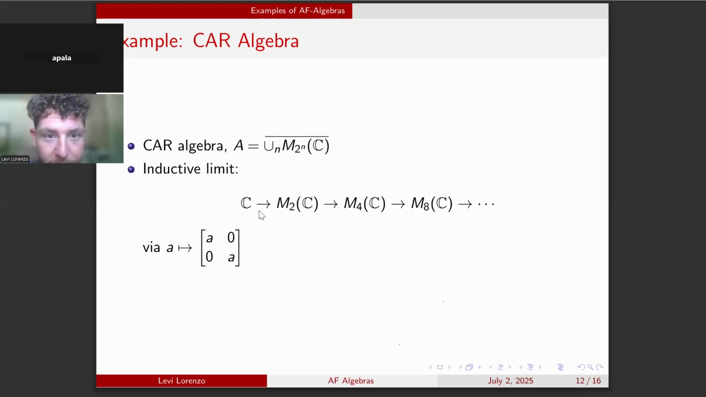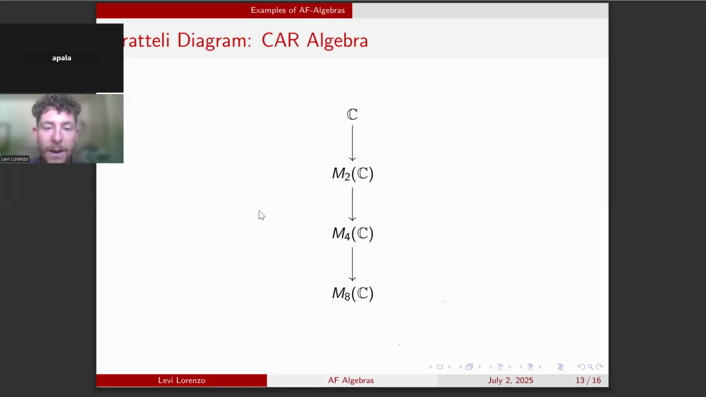Sorry, there's a slight mistake here. There should be two arrows. The Bratteli diagram here has, at each level, matrices that get embedded with multiplicity two into the next matrix algebra. The complex numbers embed twice into M2 on the diagonal, M2 embeds in M4, M4 embeds into M8, et cetera.